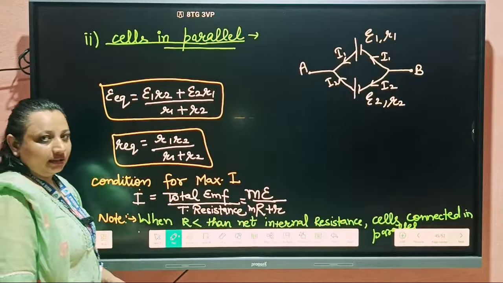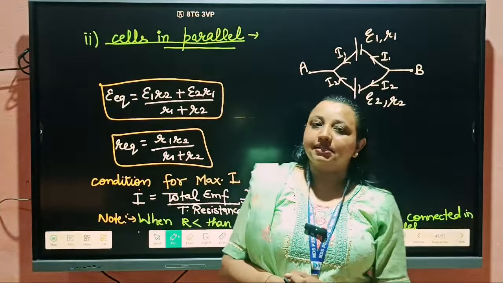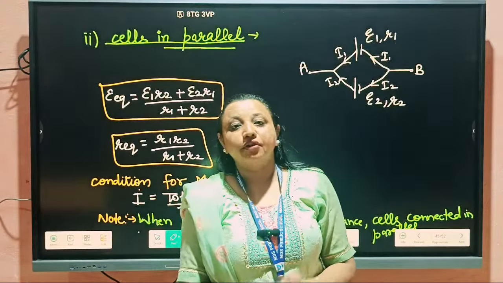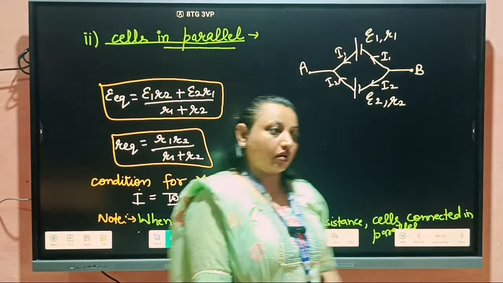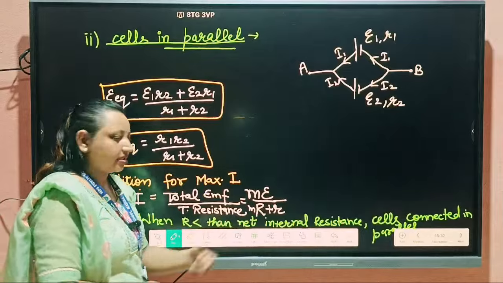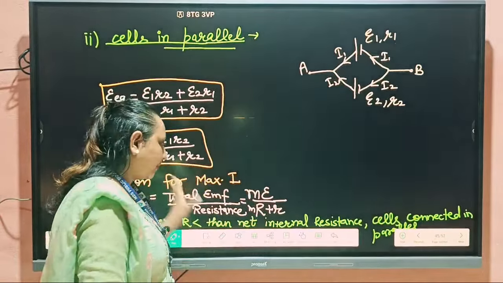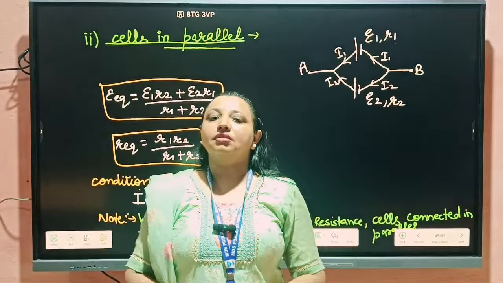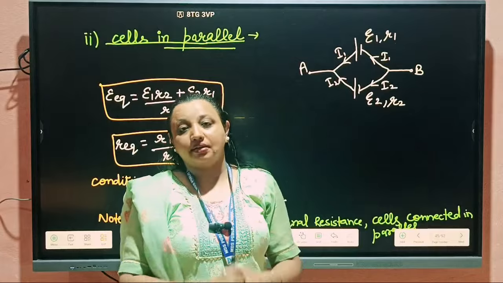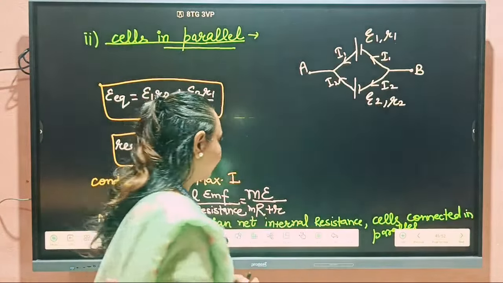Condition for maximum current. In series, there are n number of identical cells connected in series combination. Here m number of identical cells are connected in parallel combination. So their equivalent EMF is equal to E and their total resistance is equal to external plus internal, R plus r over m. And when the value of external resistance is smaller than the net internal resistance, the cells should be connected in parallel combination. So this is the combination of cells.